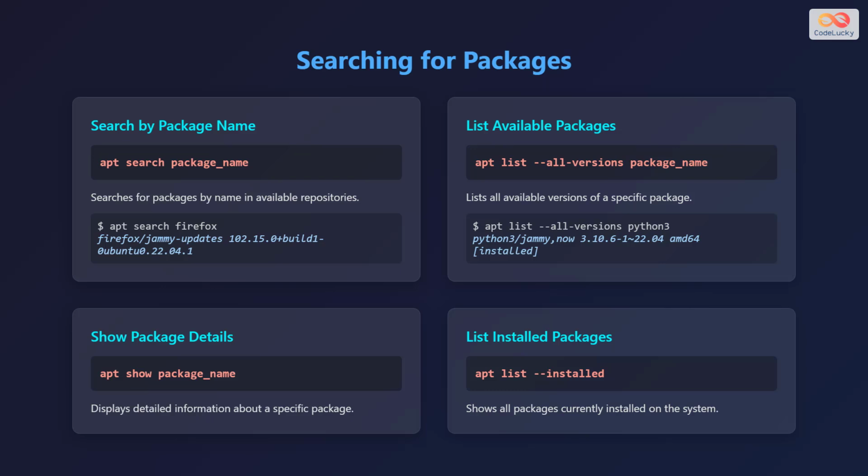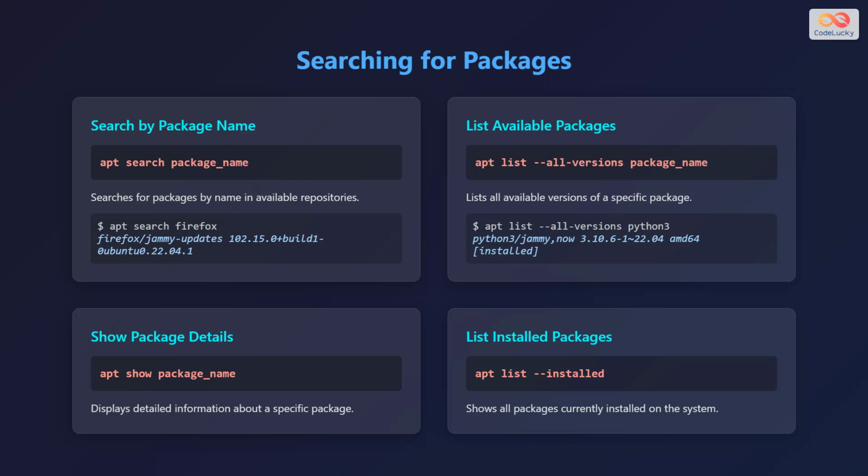Let us see how to search for packages. To search by package name, the command is apt search package_name. This searches for packages by name in available repositories. For example, apt search firefox might return firefox/jammy-updates 102.15.0+build1-0ubuntu0.22.04.1. To list available packages, the command is apt list --all-versions package_name. This lists all available versions of a specific package.